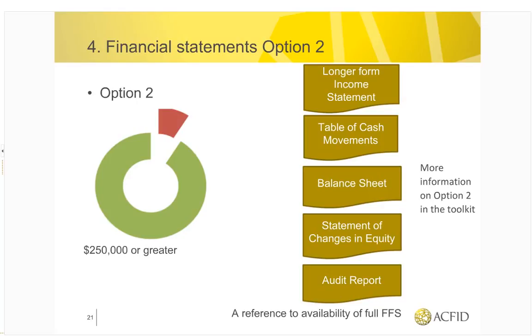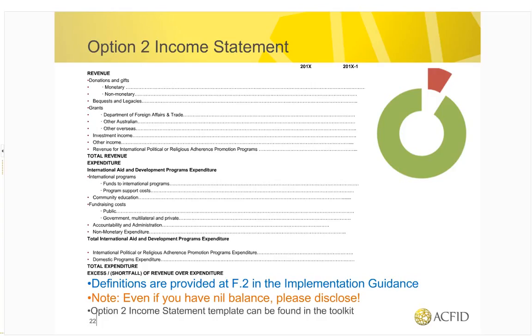And again, we require an audit report on the actual financial statements that do go into the annual report. So if they're summary financial statements, not the full financial statements, we also need an audit report in the annual report on those summary financial statements. And again, similar to option 1, if full financial statements aren't in the annual report itself, there needs to be a reference as to how the reader can get hold of those full financial statements.